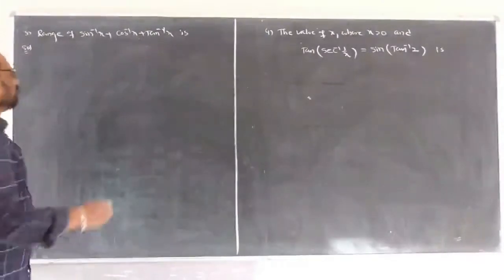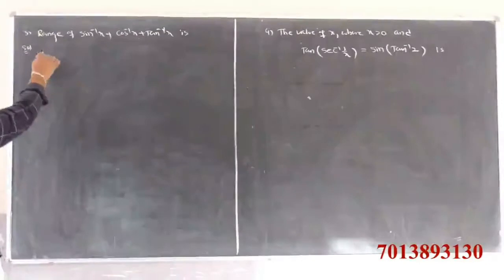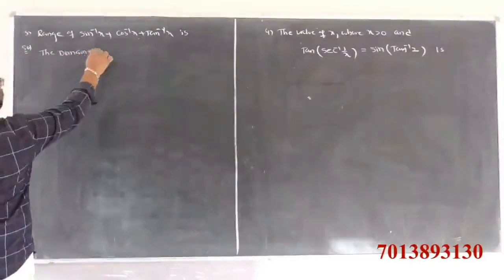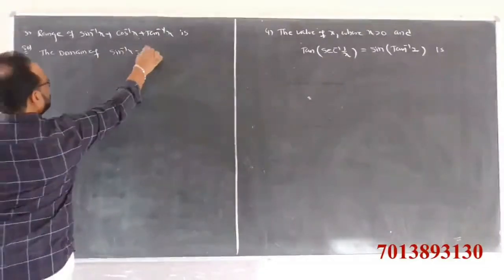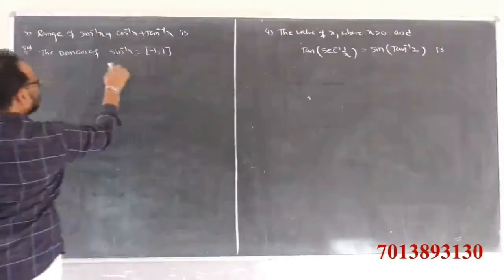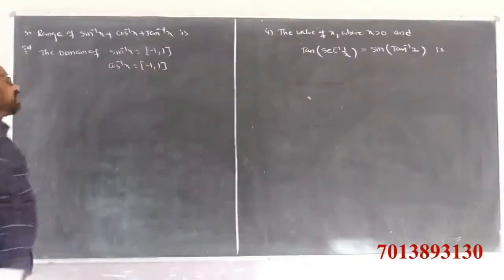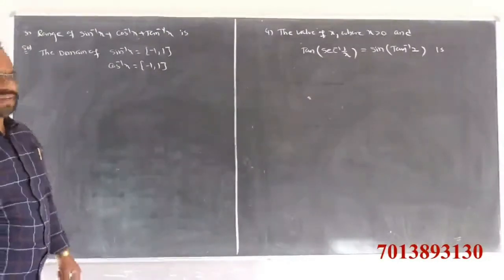What is the range of sin inverse x plus cos inverse x plus tan inverse x? First of all, what is the domain here? The domain of sin inverse x is clearly minus 1 to plus 1. Cos inverse x domain is also minus 1 to plus 1.